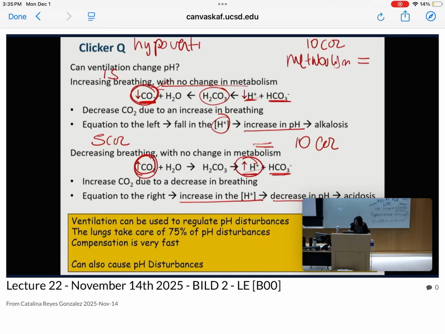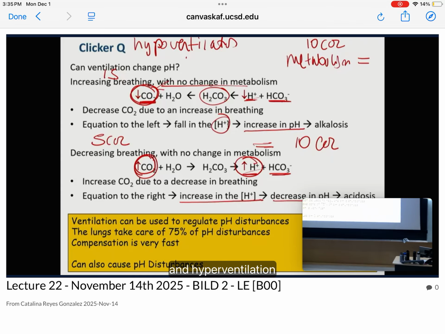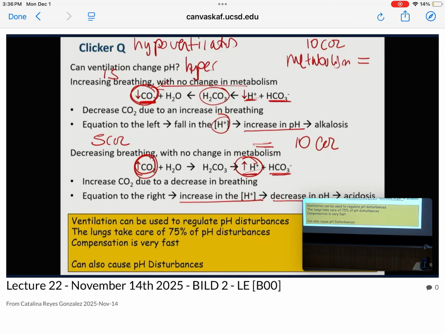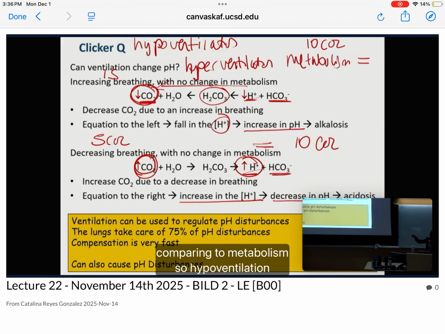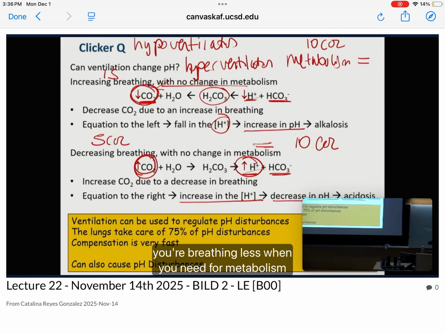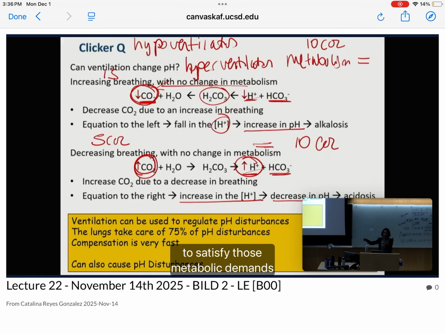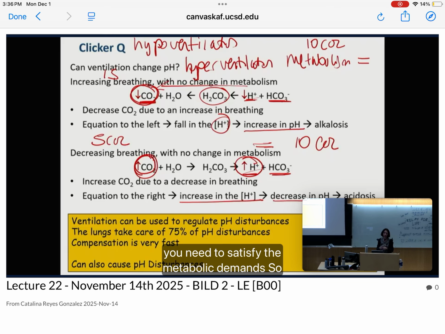Hypoventilation and hyperventilation. Okay, so hypo means you're breathing less than what you require, comparing to metabolism. So hypoventilation, you're breathing less than you need for metabolism to satisfy those metabolic demands. Hyperventilation, you're breathing way more than what you need to satisfy the metabolic demands. So there's a mismatch between demand and supply.